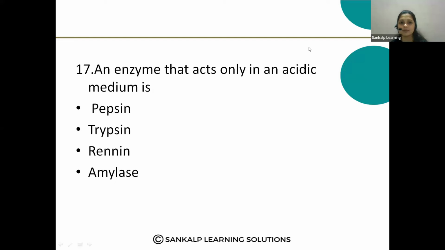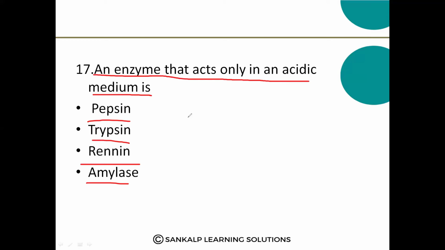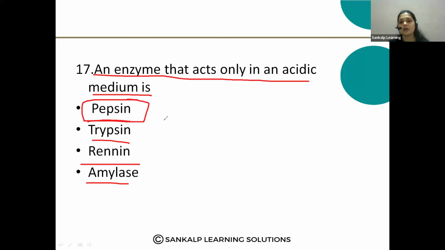The enzyme that acts only in acidic medium is pepsin, trypsin, renin, amylase. So pepsin is the correct answer. Which acid is produced to provide the acidic medium? Hydrochloric acid. Yes, hydrochloric acid is providing the acidic medium for the pepsin.